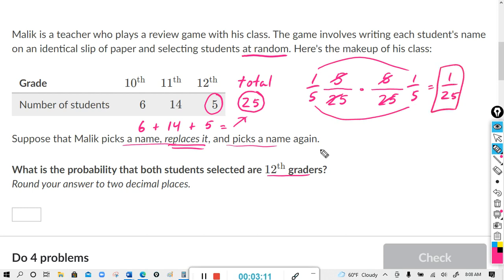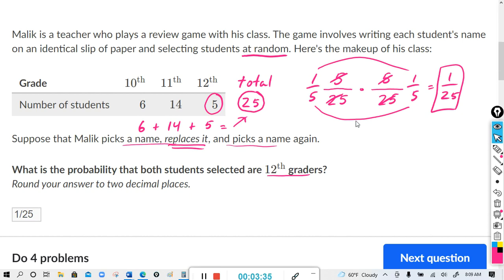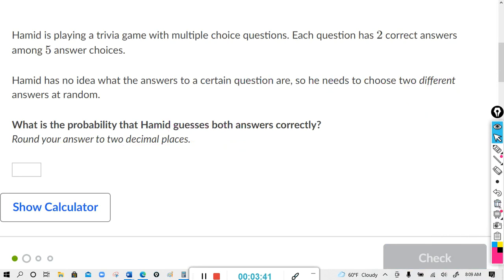I'm not sure if they'll accept a fraction because it says round to 2 decimal places. So let's see if they accept 1 over 25. 1/25. Okay, great. They might even accept the fraction if you don't reduce it. I'm not sure. Okay.